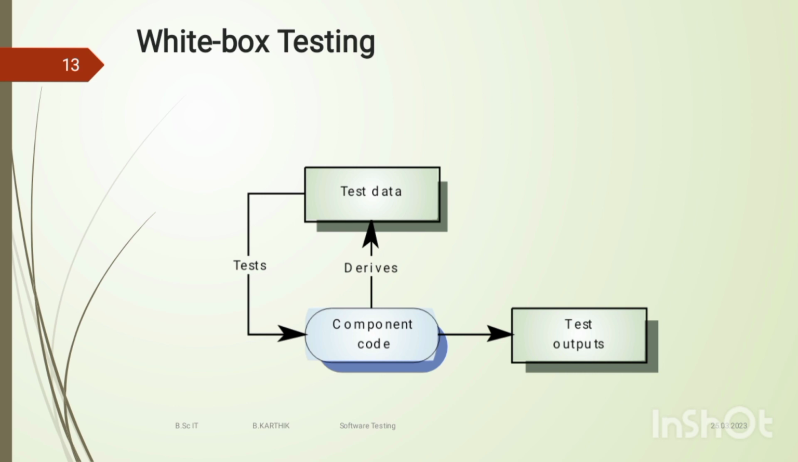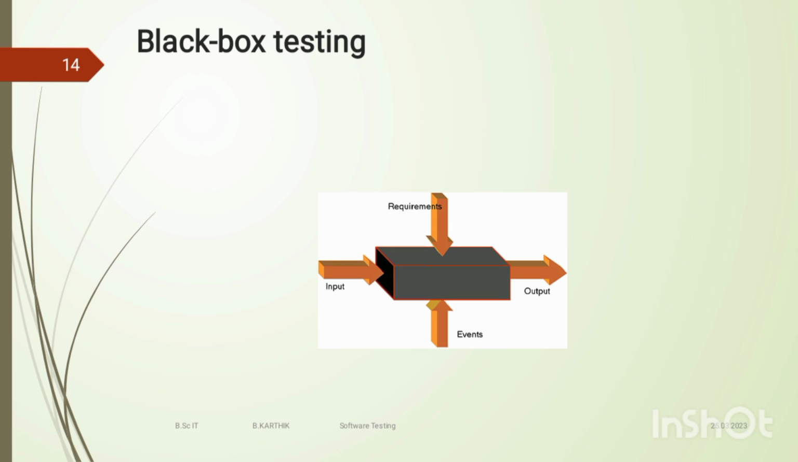Okay, so the next one is black box testing. In black box testing, the internal functionality we can't see, and we can't process it. So this is the input, which everyone can identify, and the expected output can also be identified.